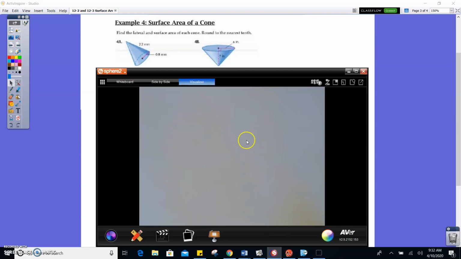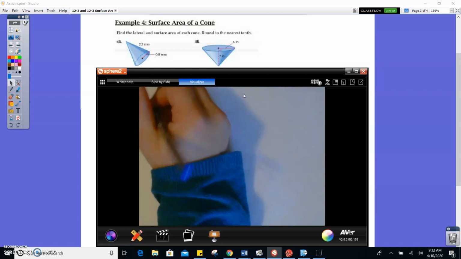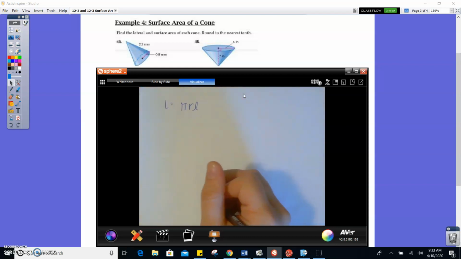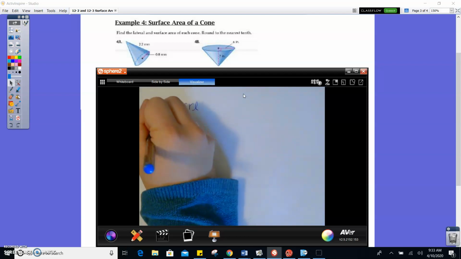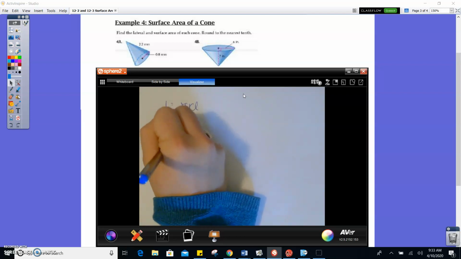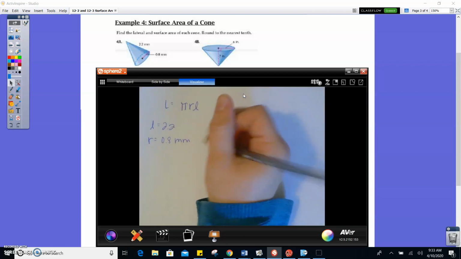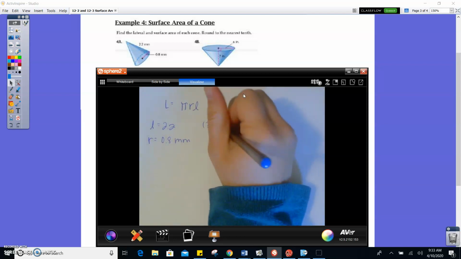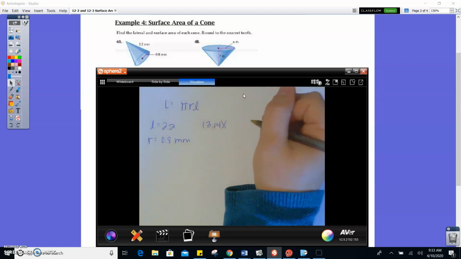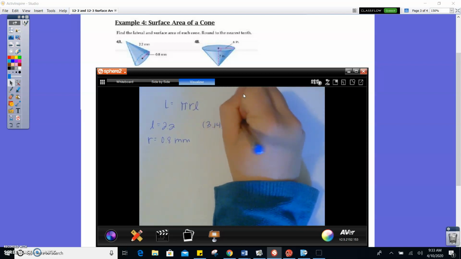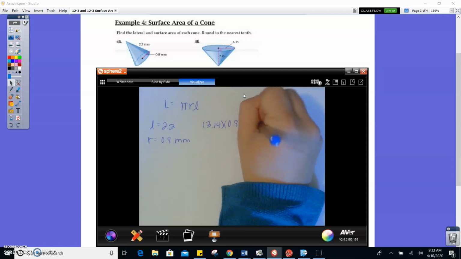So for 4a, we want to find the lateral and total surface area of each cone. We'll start by finding lateral, which is pi times radius multiplied by the lateral slant height. For our first cone, our lateral slant height is 2.2 millimeters, and our radius is 0.8 of a millimeter. So I can just substitute those values in, and for this case, I'm just going to use 3.14 for pi. If you use the pi button, you'll get a different value, but it will be very close and actually be more accurate. My radius was 0.8 and my lateral slant height was 2.2.